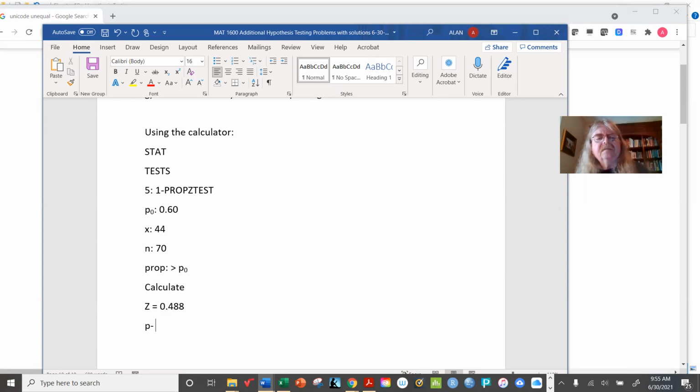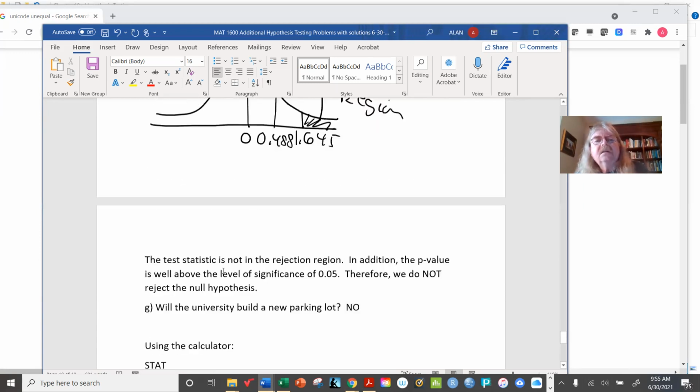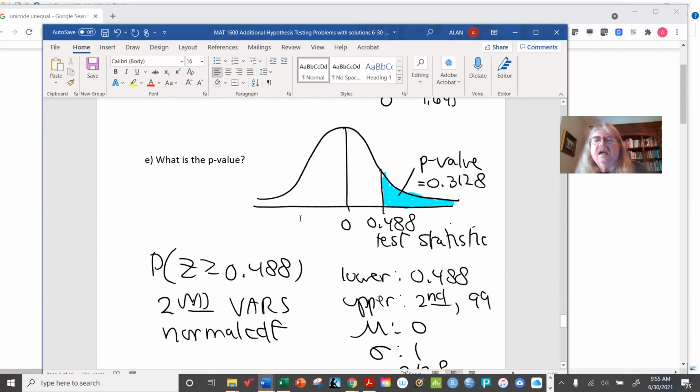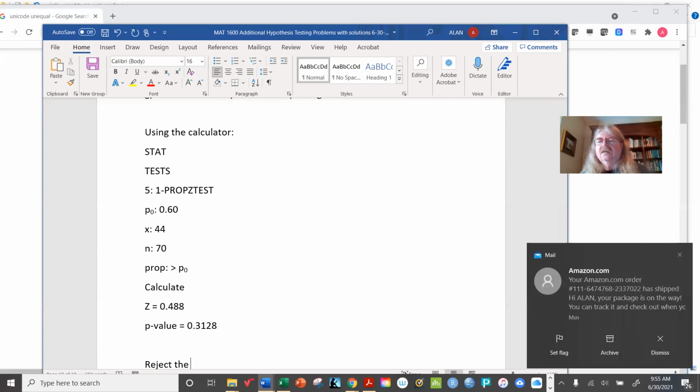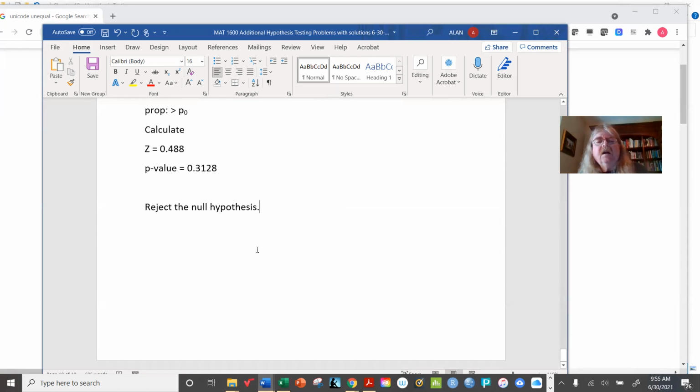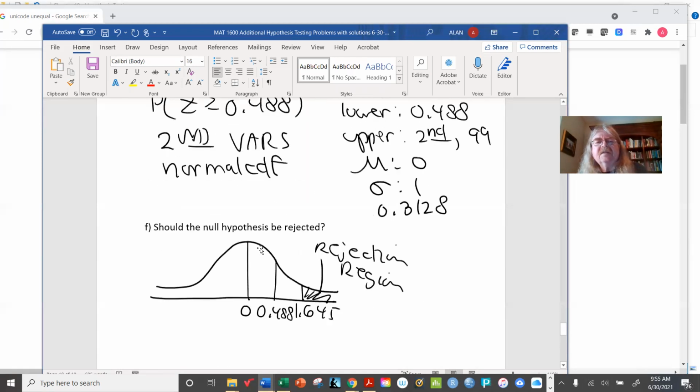And the p-value is 0.313, let's say. Yeah, that's pretty much what we got. 0.3128. Actually, it's the same. It's 0.3128. And then this shows that we should reject the null hypothesis. All right, so that seems to be it.